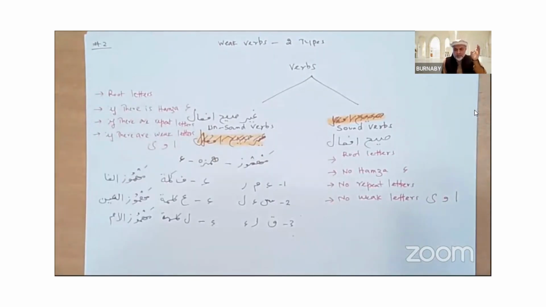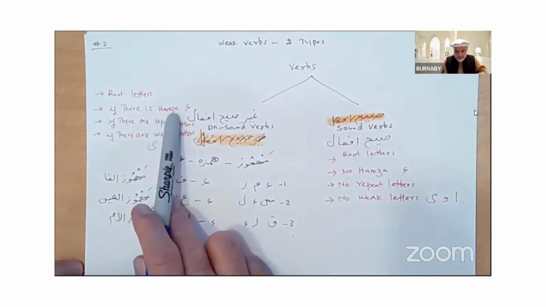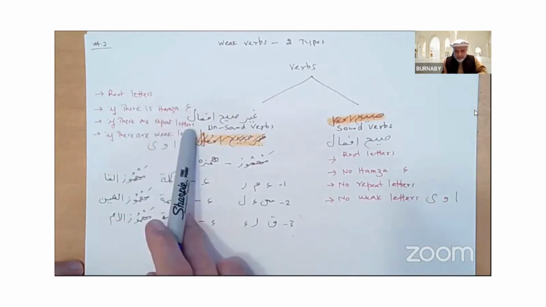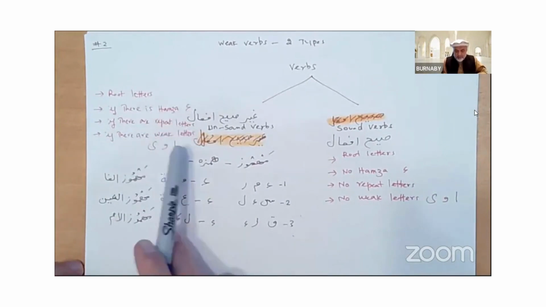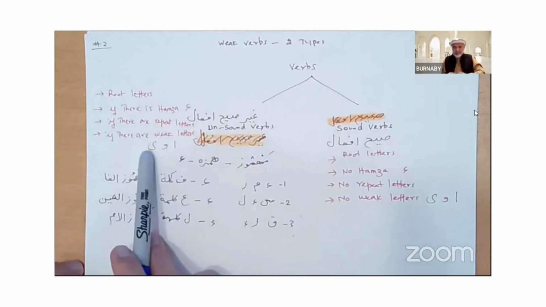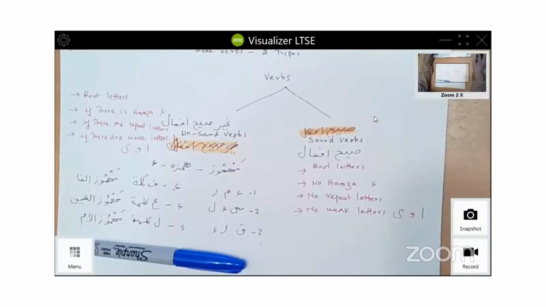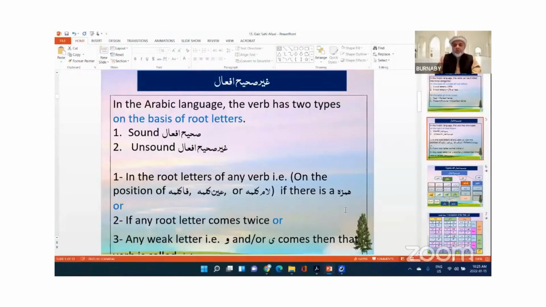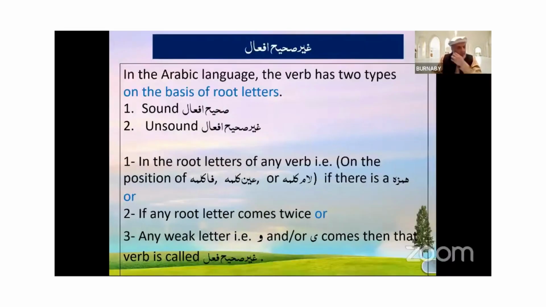So what is criteria number one? That there is a Hamza, there are repeated letters, and there are weak letters: alif, waw, or ya. Okay. Brother Abid asks: will we not include Hamza in weak letters, alif, waw, ya, and Hamza? No, Hamza is not a weak letter. The weak letters are three. And some people only consider the letters waw and ya as the weak letters, but alif is also part of the weak letters.